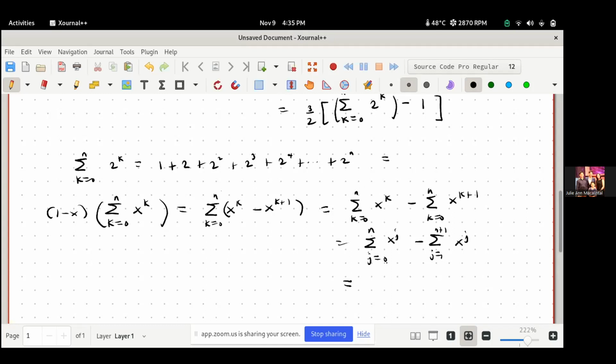So yung j equals 0, hindi present sa second sum. Yung j equals n plus 1, hindi present sa first sum. So, this becomes x to the 0 minus x to the minus n plus 1 po. Okay, so 1 minus, so yun nga po, 1 minus x plus 1.